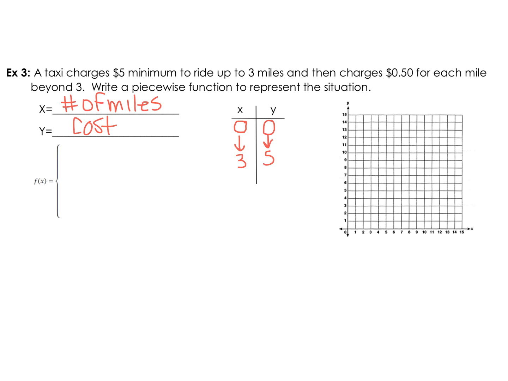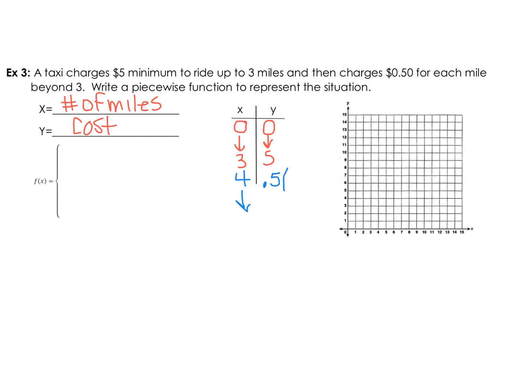Then as you go further, as I go to 4 miles and up, I'm going to have to pay that $5, but then I'm also going to be charged 50 cents for each mile beyond 3. Okay, so I want you to pay attention to how I'm doing this. It's 50 cents, so 0.5 dollars for every mile beyond 3.